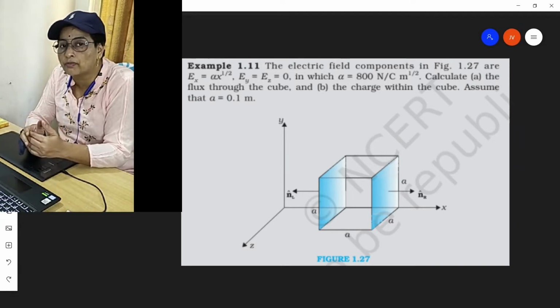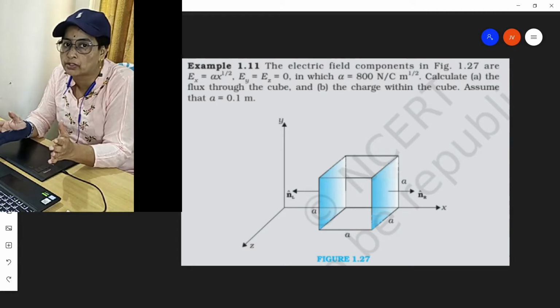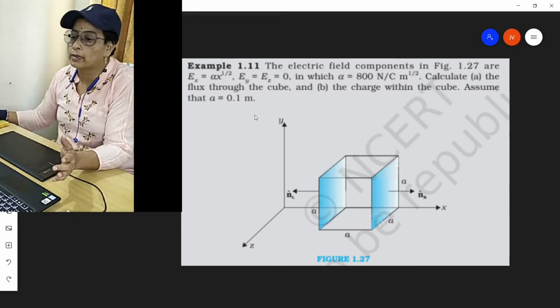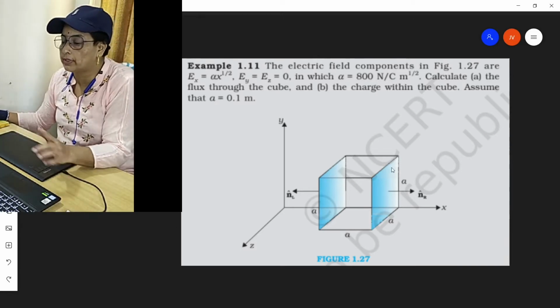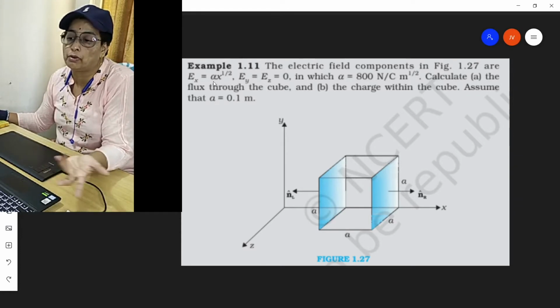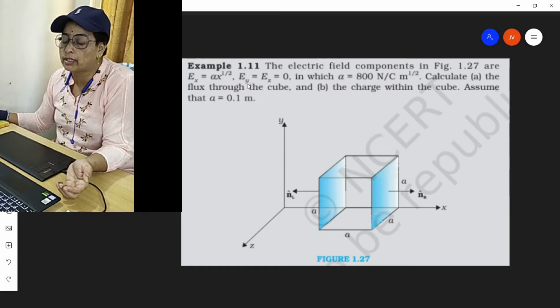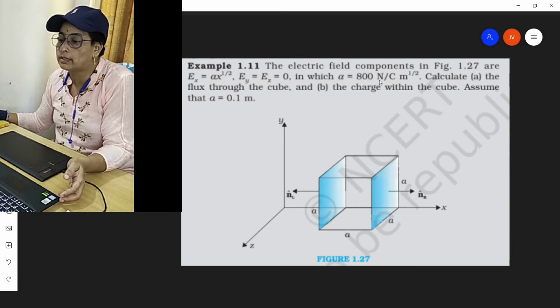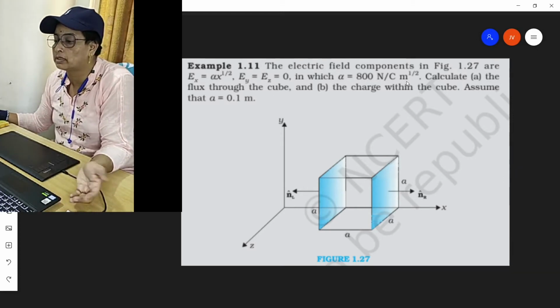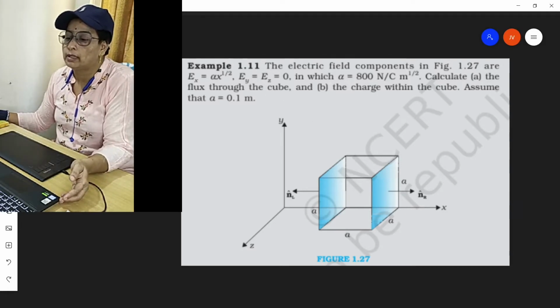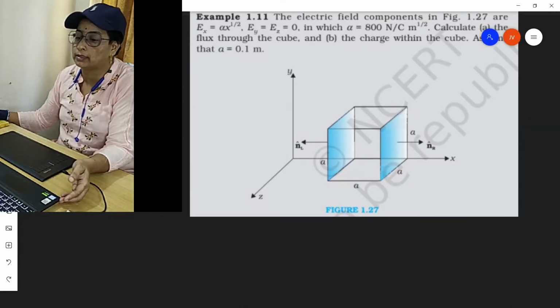The contributors of flux will be only those faces which are along or opposite to the direction of the electric field. The rest of the four lateral faces do not contribute to electric flux. So the question, with a diagram given, says the electric field components are Ex equal to alpha root x, and the electric field along the y axis and z axis is 0. Alpha is 800 Newton per Coulomb meter to the power 1 by 2. Calculate the flux through the cube and also the charge within the cube. We'll see whether there is charge enclosed in this or not.